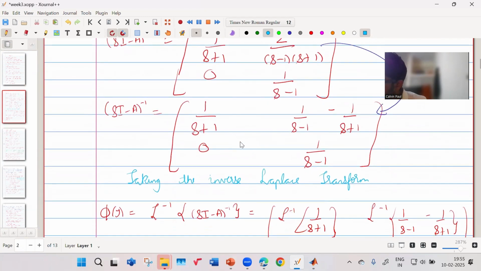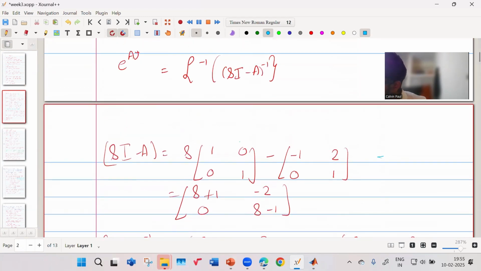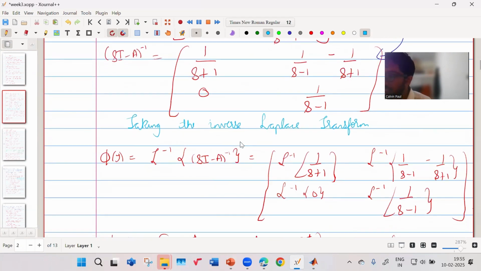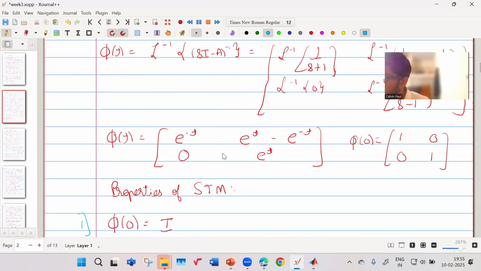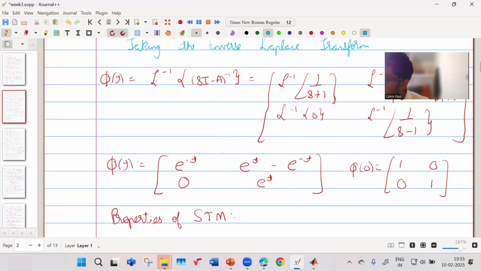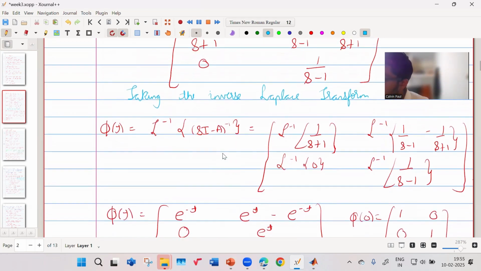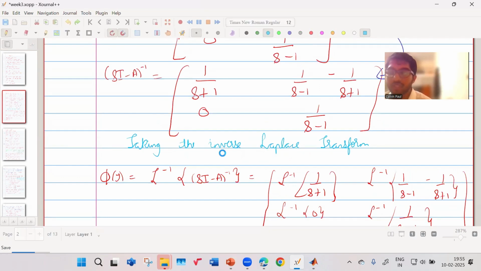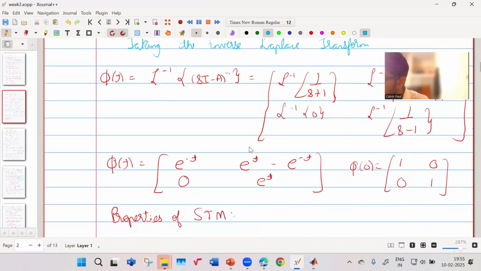You have to find (sI minus A) inverse, and then you have to take the inverse Laplace transform, and then you get your phi of t. Okay. So this is possible because the examples were simple and easy, but sometimes it is a bit complicated. So we have to check. I'll have to check what a workaround for that is, right?